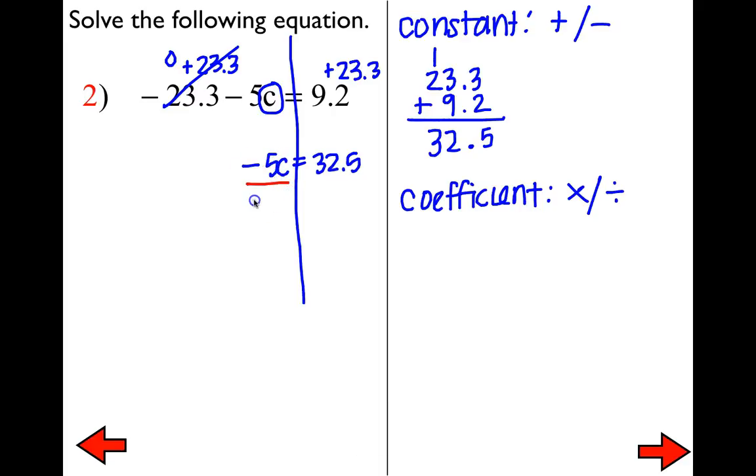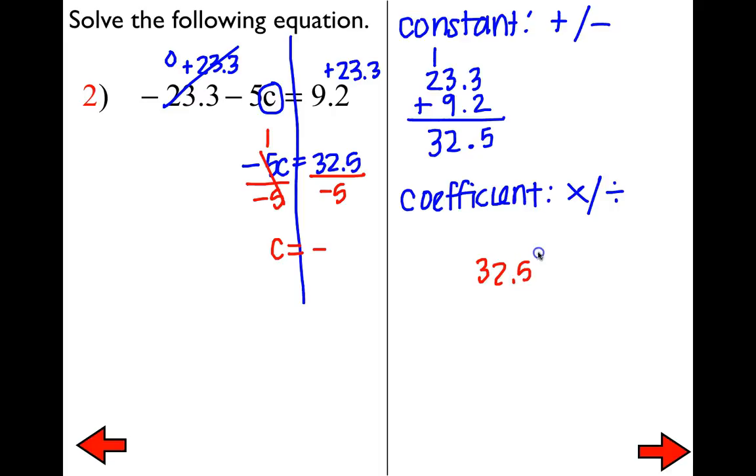I'm going to divide both sides by negative 5. These are multiplicative inverses, creating 1. 1 times c is just c. But whatever I do to one side, I must do to the other. Now, before I do some side work, let's decide right now, is my answer negative or positive? Well, positive divided by negative, that is going to be a negative. Now let's figure this out.